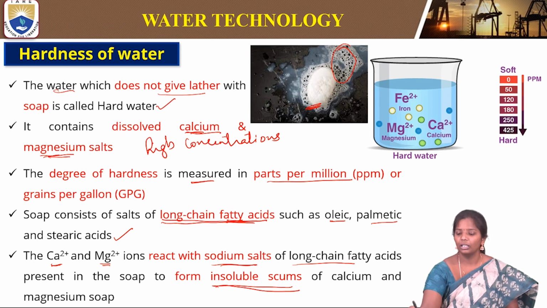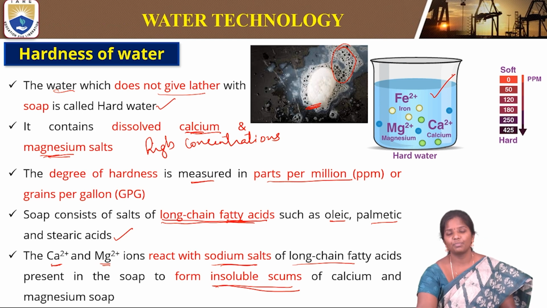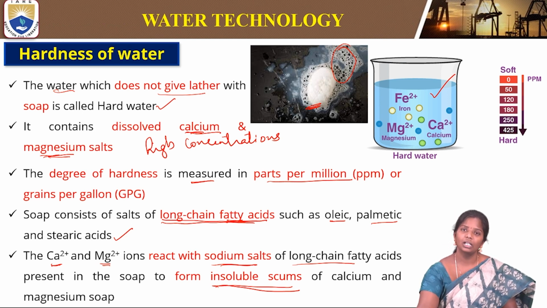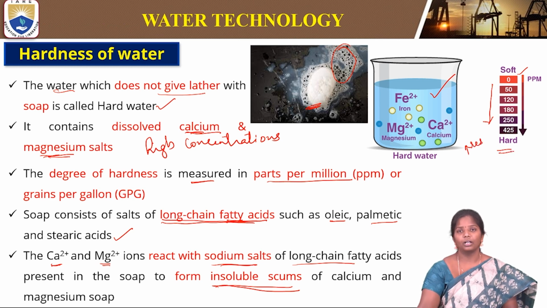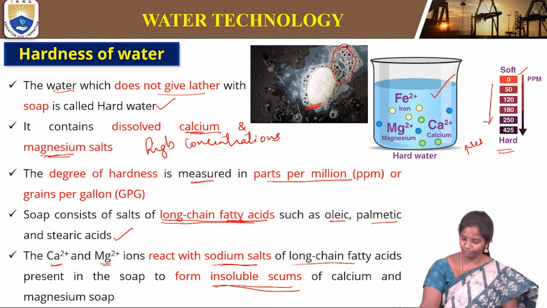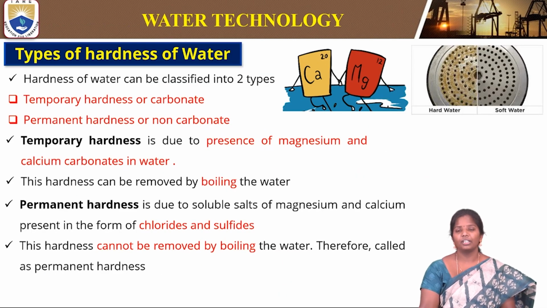So depending on the concentration of these ions present in the water, the hardness can be defined. If it is 0, then it is low hardness, it is soft water, and as the concentration increases, the hardness of the water increases due to high concentrations of these calcium and magnesium salts. So we will see what are the different types of hardness.